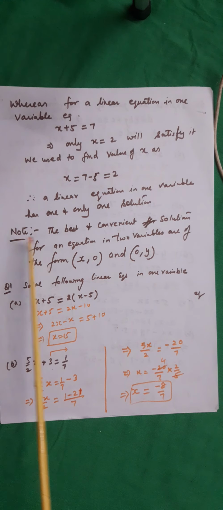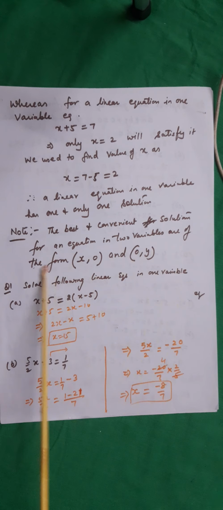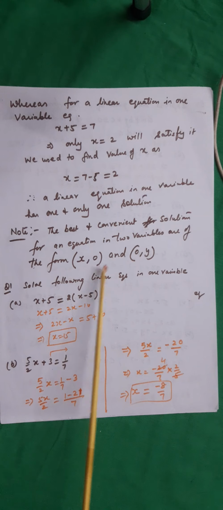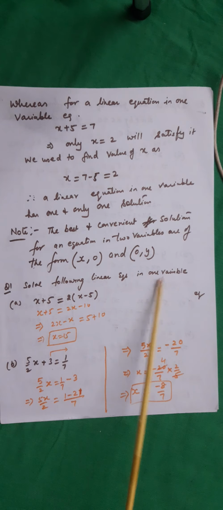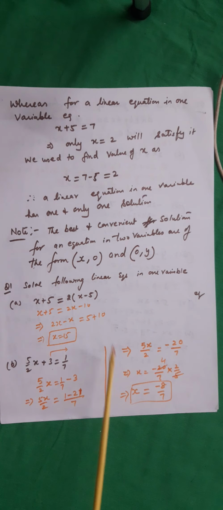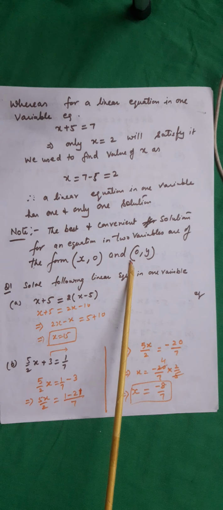Note, the best and convenient solutions for an equation in two variables are of the form x comma 0 and 0 comma y. Right? This you should remember, because whenever we have to find solutions, once you take one variable 0, next time you take the other variable 0.